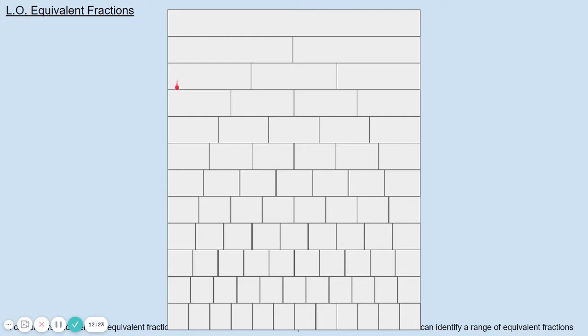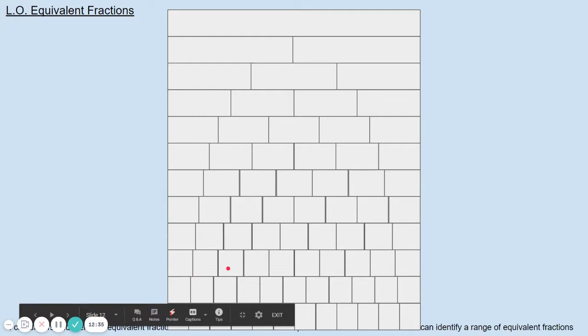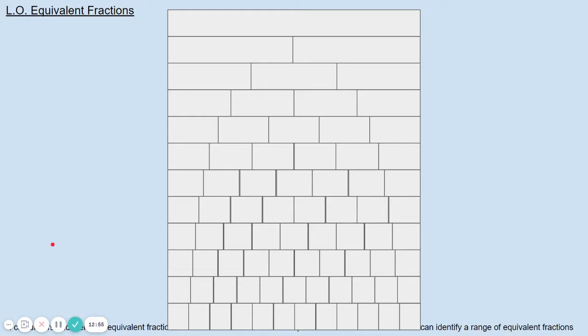Looking at 2/5, so we're going to find our fifths. 1, 2, 3, 4, 5. There's our fifths. And if you think about it, it's coloured in 2 of them. And then we're going to look down to our tenths. So here's our tenths. And then we're going to see how many tenths are the same as 2/5. So there's our fifths, and there's our tenths. How many is it that's the same? So you can use that. It will be easier if you're doing it, and you could potentially do it yourself.